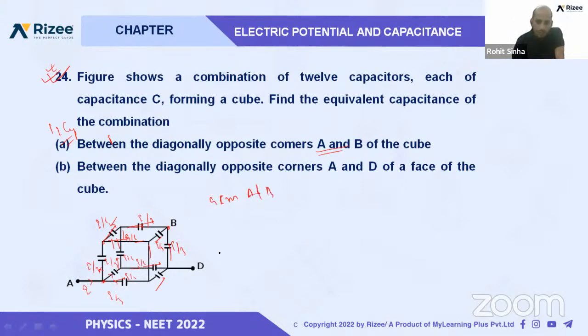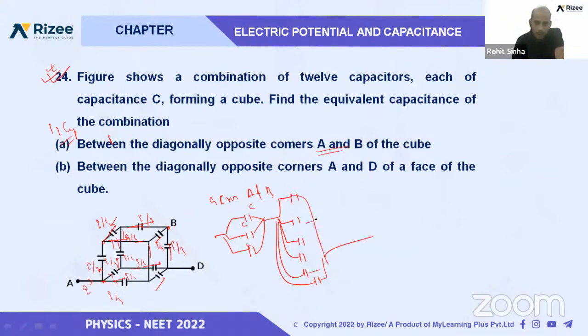So across A and B, what we will get? We will get 3 capacitors like this, parallel, then 6 capacitors like this, all parallel, then again 3 capacitors like this. This is the combination. You will solve it and get the answer.